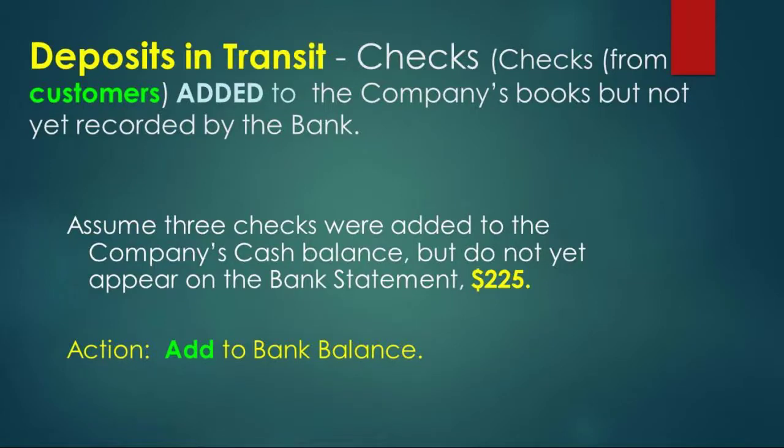All right, deposits in transit. How do we get this information? We can get it a lot of ways, but the company keeps records of what they've added to the books, and they compare that record to what is listed on the bank statement. And they did that, and they said 3 checks that we got from customers are not appearing on the bank statement, and they add up to $225. So we're going to add that to the bank balance.